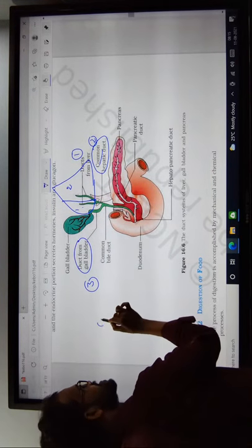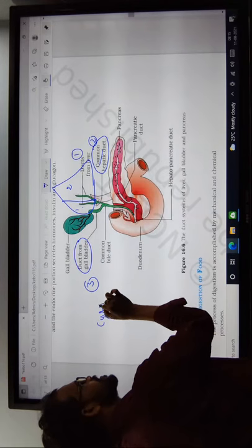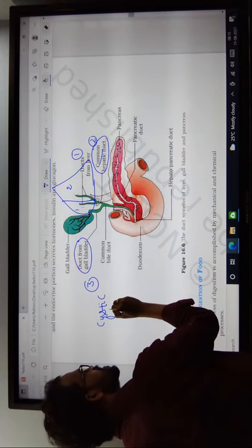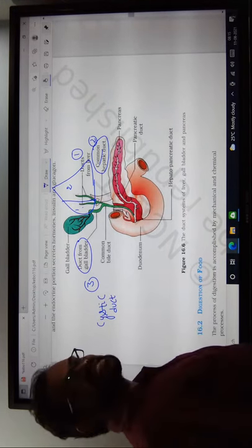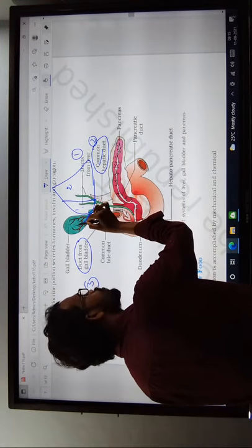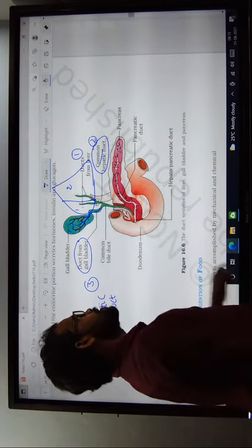What is the duct name for the bile juice? Cystic duct. This bile juice is stored in the gallbladder.